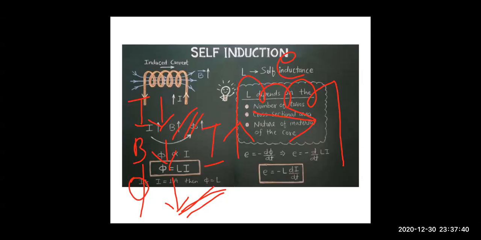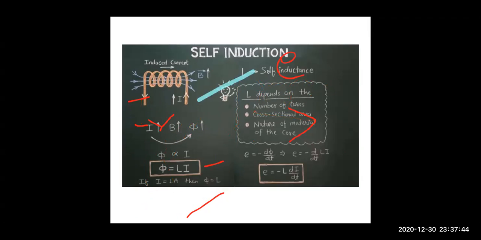So children, here we can see that the flux phi is directly proportional to the current. If the current increases, the flux through the coil increases. The flux is directly proportional to the current flowing through the coil. And children, we know if we remove the proportionality sign, then a constant will appear, and here the constant is L.